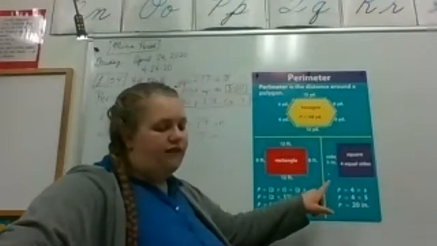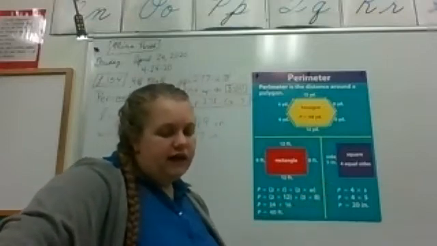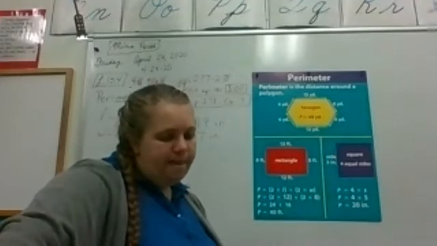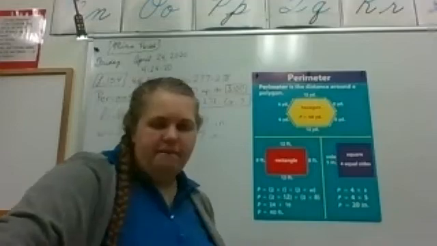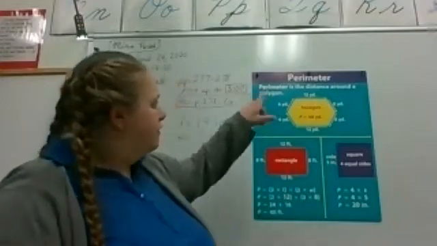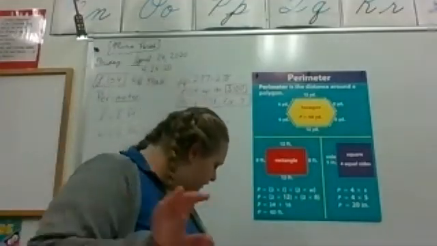The perimeter of a square is, we're not doing the perimeter of a square today. Okay, sorry. So the perimeter is the distance around the polygon.